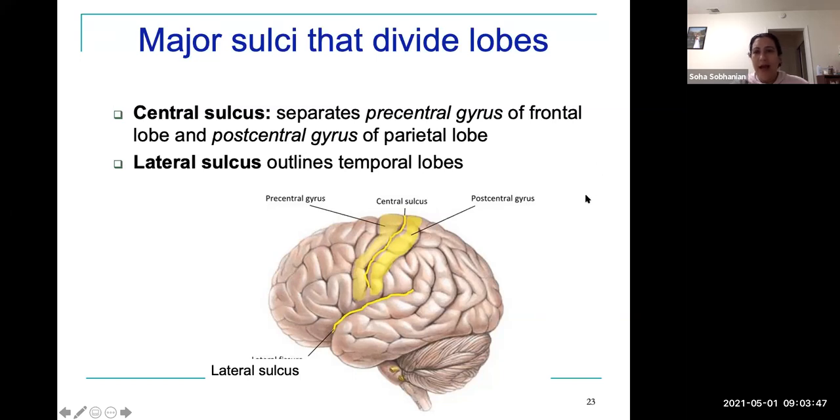Important again, I want you guys to remember, because these are typical exam questions. It's on the PowerPoint, but I want to make sure you get it. Precentral gyrus is part of the frontal lobe, versus postcentral gyrus, which is part of the parietal lobe. It does make a difference, and you'll see in a second why that is the case.